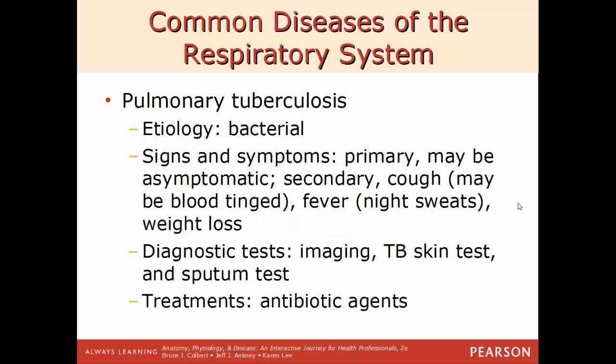Pulmonary tuberculosis, etiology here, this is a bacterial condition. For signs and symptoms, if it's primary, there may be no symptoms. You may be asymptomatic. If it's secondary, there will be a cough, maybe tinged with blood. You may have fever, maybe night sweats, weight loss. Some diagnostic tests: imaging, a sputum test, a TB skin test. And for treatments, using antibiotics.